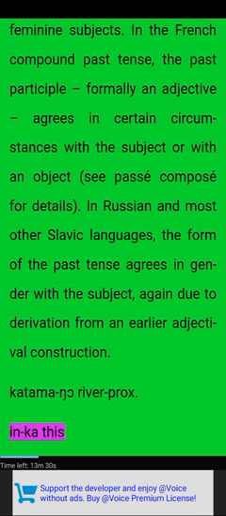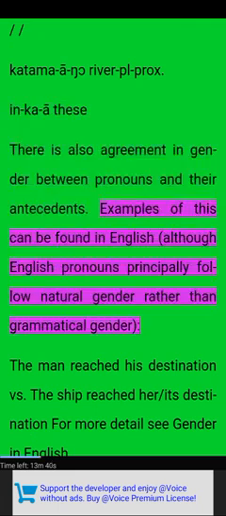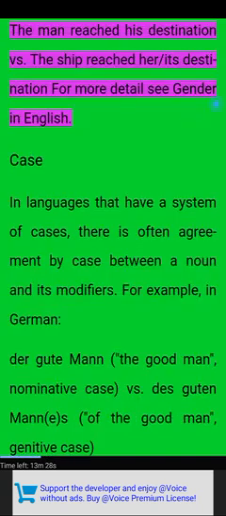There is also agreement in gender between pronouns and their antecedents. Examples of this can be found in English, although English pronouns principally follow natural gender rather than grammatical gender: "The man reached his destination" versus "The ship reached its destination." For more details see gender in English.